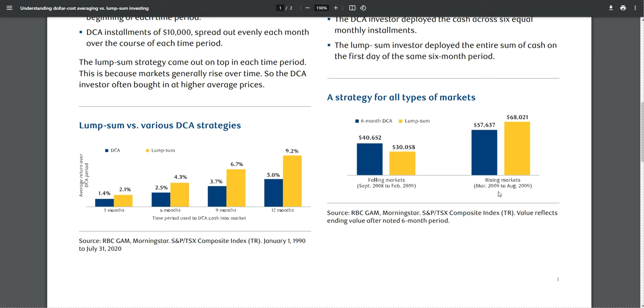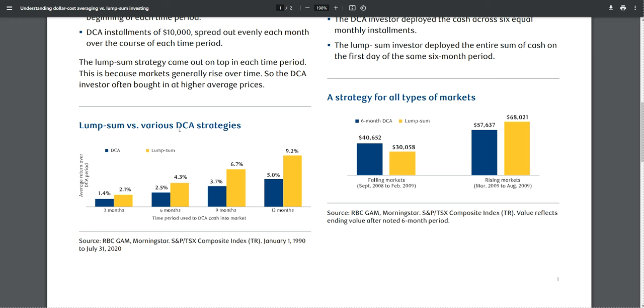Now rising markets, so March of 2009 to August of 2009, this is exactly what happened. If you were dollar cost averaging, you would have lost a little bit. So that 10,000 would have become 68,000 in that period of time. So do you really have to think about what is suitable for you? And this is why I said to one of the brothers that I spoke to, I said, you know what, there is not much of a difference. It all depends on your appetite, and like what we said, the advantages and disadvantages.